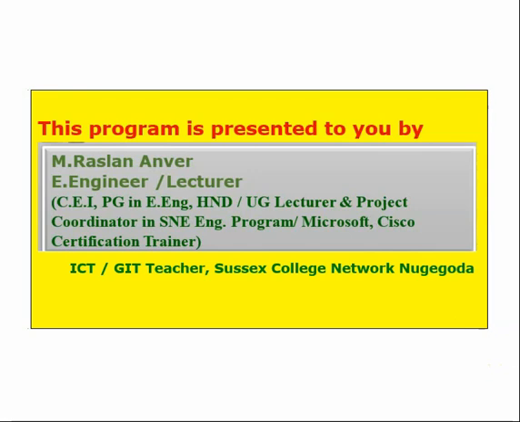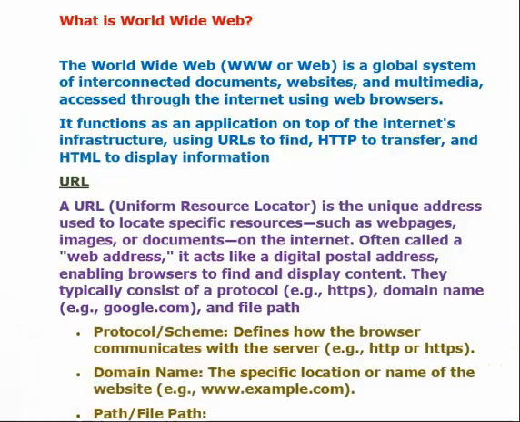In this video we are going to learn about certain terms related to the internet. The World Wide Web is a global system of interconnected documents. We know that, right? It can be websites, multimedia, images, whatever, interconnected multiple documents, websites or images, accessed through the internet.